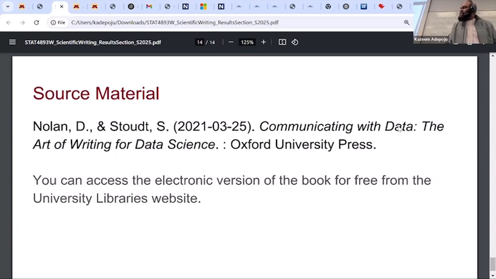That material is very, very useful if you can read it: 2021 by Nolan and Stoudt, Communicating with Data: The Art of Writing for Data Science. That was published by Oxford University Press. And like I said, you can access the electronic version of the book for free from the University Library website. That is all I got for you today.